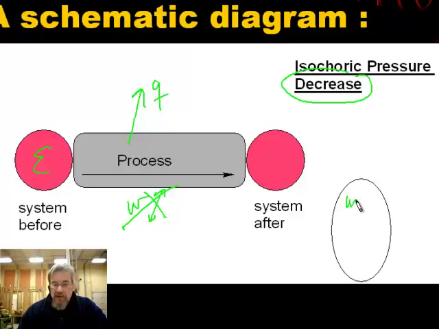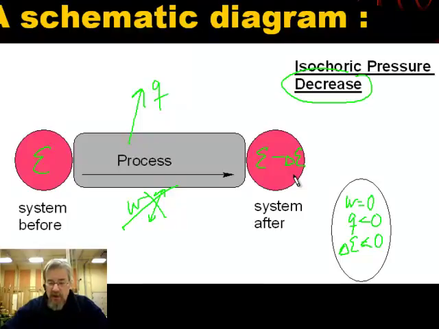So for this system, work is nothing. For this change, work is 0. Q is going to be a negative number. We've lost energy. The system has lost energy. And so that means delta E, which is Q plus W, is going to be a negative number. So after an isochoric pressure decrease, the system has lost a certain amount of energy, delta E. There's less energy stored in it than there was before.